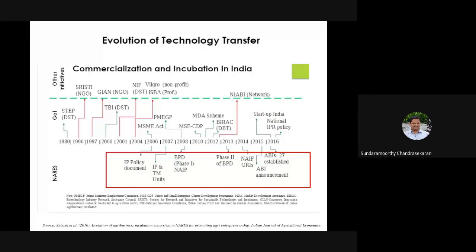Because the purpose of doing research and developing technology is that it should reach the end users and it should be beneficial for them. So there was a need to relook at this particular technology transfer model, and BPD made a significant influence in the NAR system, which later, down the years, led them to the concept of the National Agriculture Innovation Fund, through which they brought agri-business incubation as a part of the ICAR plan.